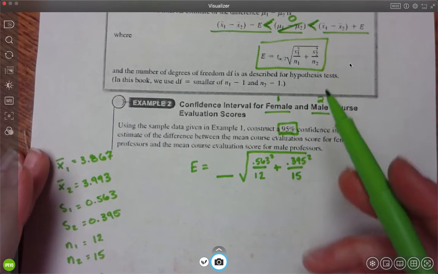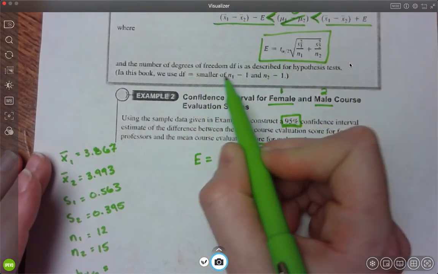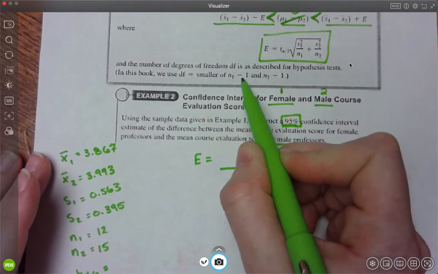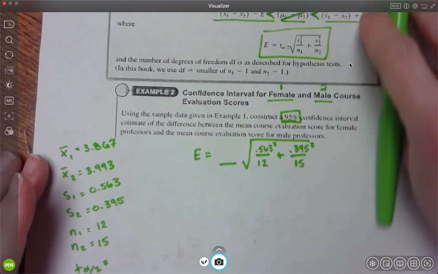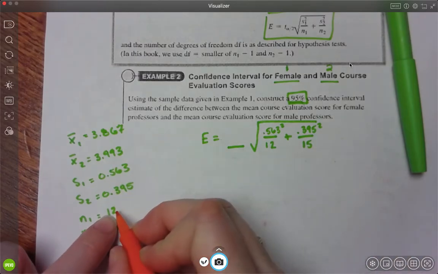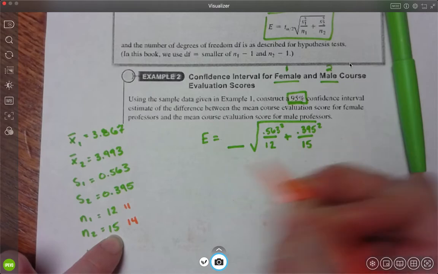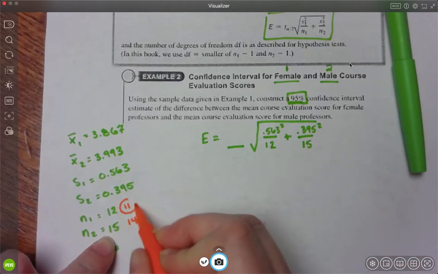Okay, so again, we're on our t chart, and it says that for that t of alpha over 2, we use the smaller of the n1 minus 1 or n2 minus 1. Okay, so we're looking at degrees of freedom there, right? So degrees of freedom, if I'm looking at 12, is 11. Degrees of freedom, if I'm looking at 15, is 14. Okay, I always subtract 1, and the smaller of those two is 11.